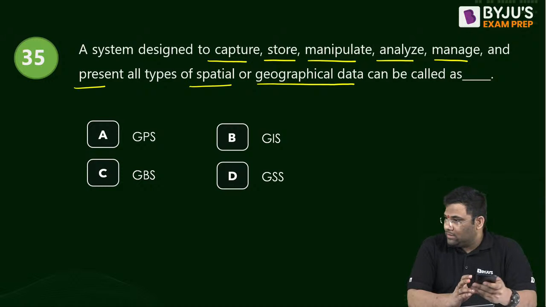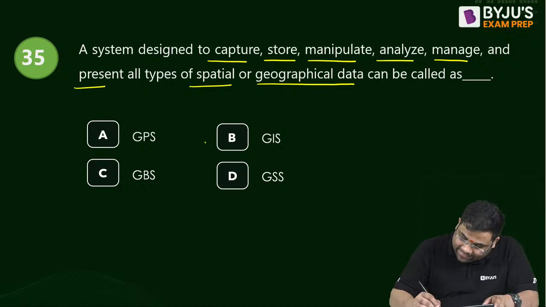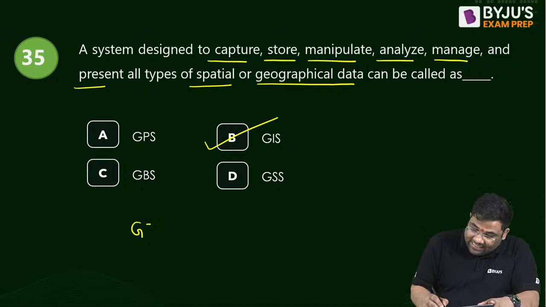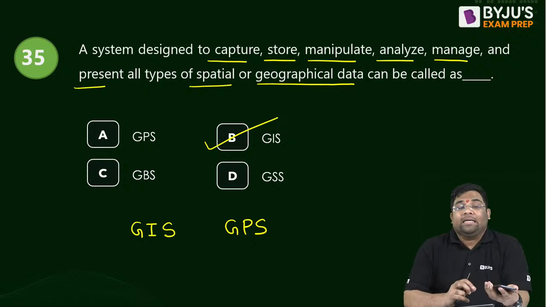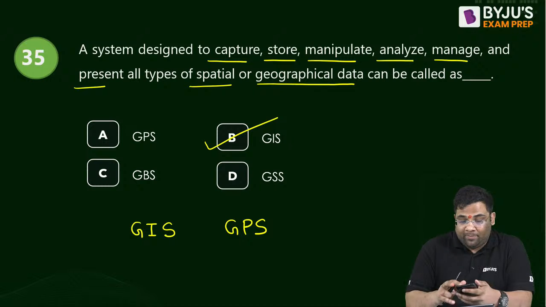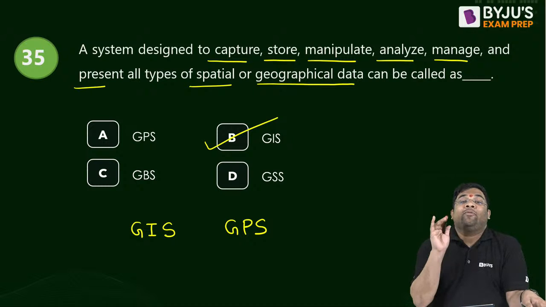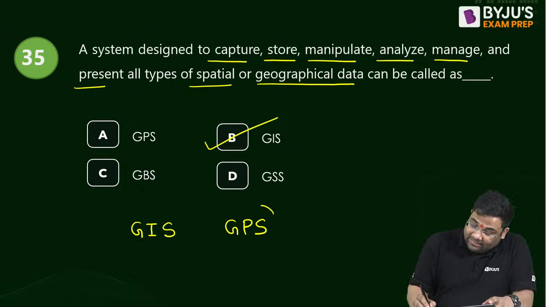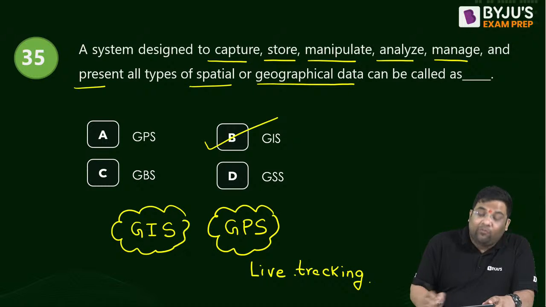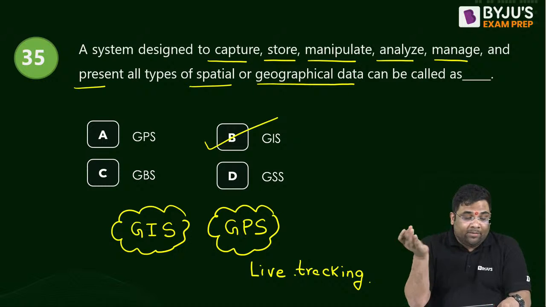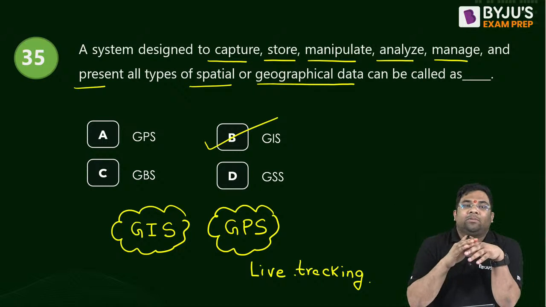What is the answer to this? Yes, it is GIS. So what is the difference between GIS and GPS? You see, GPS is the positioning system. Here we are tracking the position of a particular thing from live satellites. It's a live thing. GPS is live tracking by the satellites of the position of a particular thing. But GIS is the information system. Information about various things.